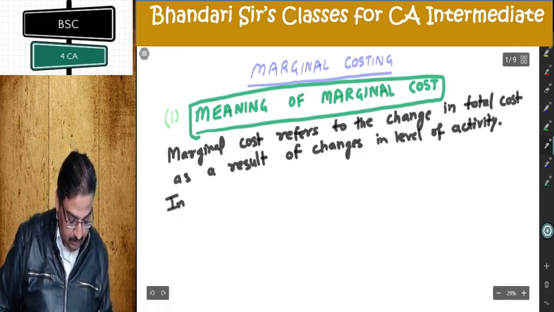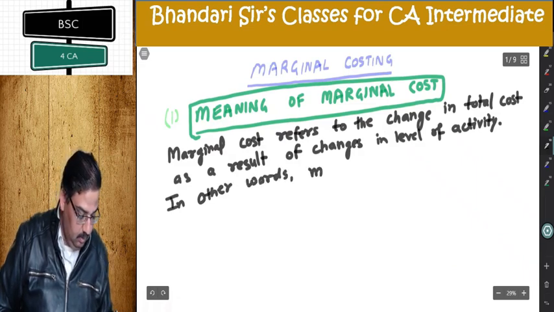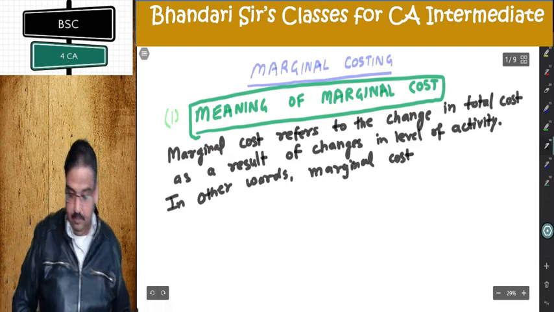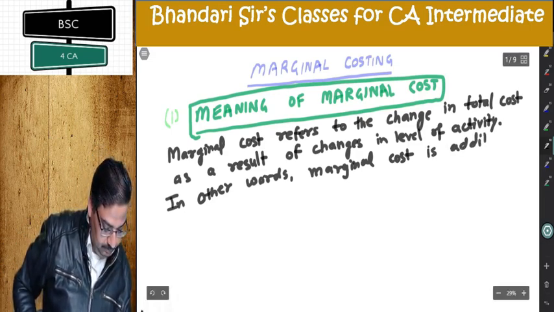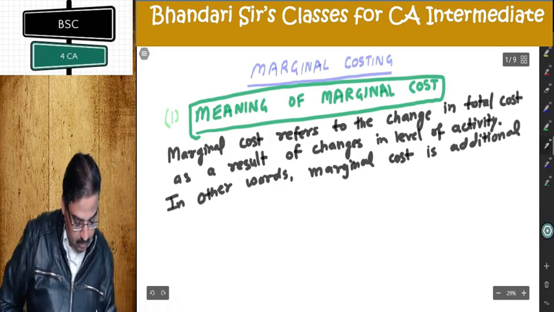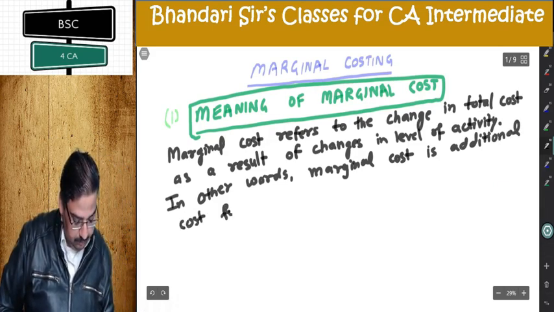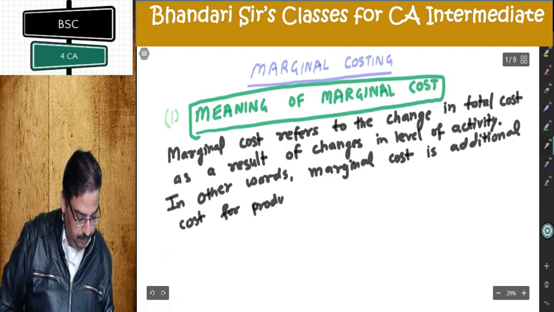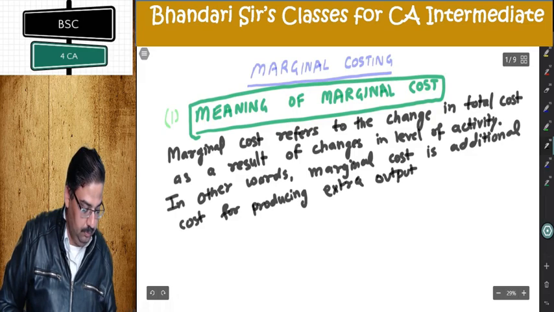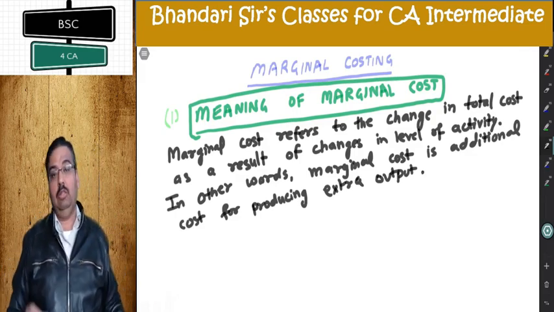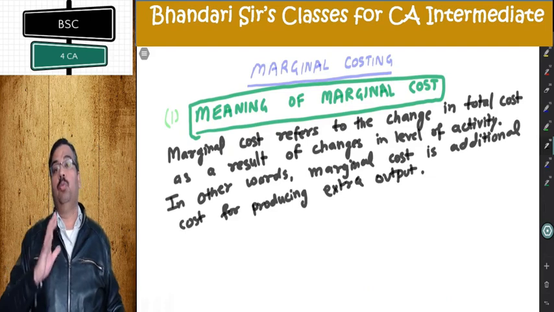In other words, marginal cost is additional cost for producing extra output. It is additional cost for producing extra output.